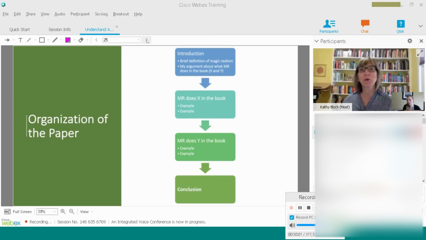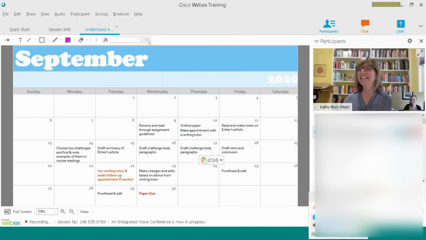So just to summarize what Natalie and I have been saying so far, assignment guidelines are important. You need to keep them close at hand through the whole process because they tell you about your professor's expectations for the assignment, and they give you a roadmap to the whole reading and writing process.